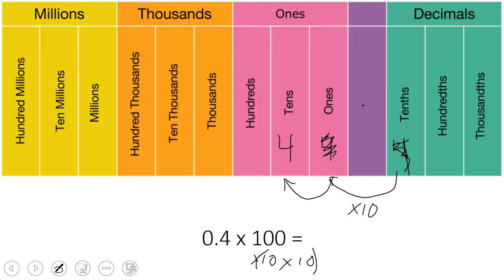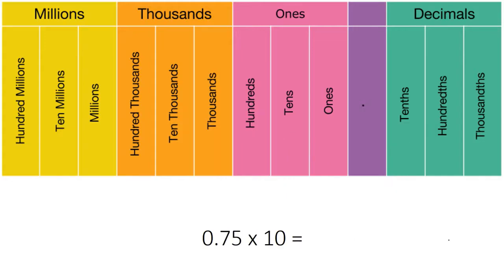Now I have 4 tens, or 40. All I did here is move it up 2 places in the place value chart, because every time I move up one place, I'm multiplying by 10. By moving up 2 places, I've multiplied by 10 and then by 10 again. 10 times 10 is 100. So 4/10 times 100 is 40.